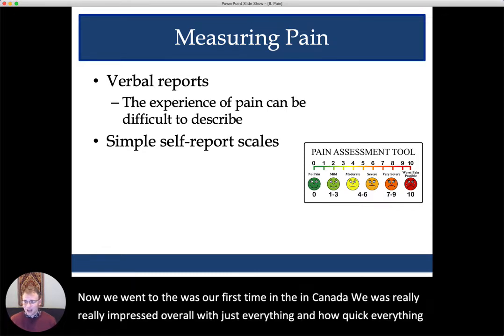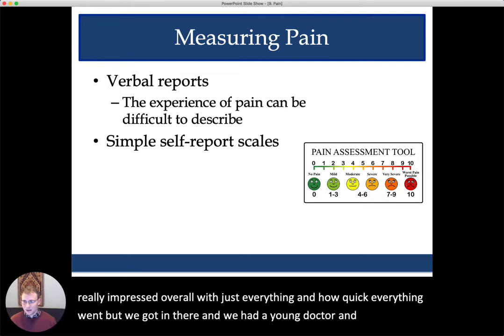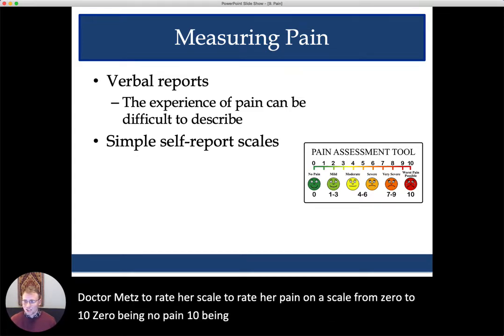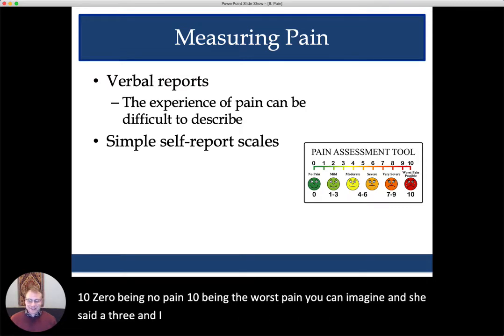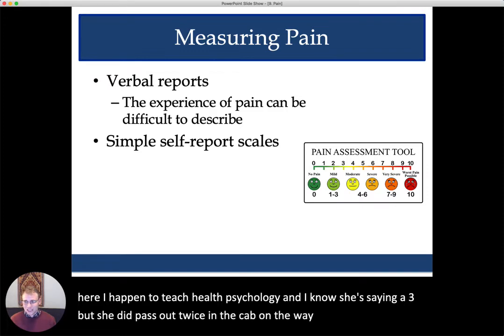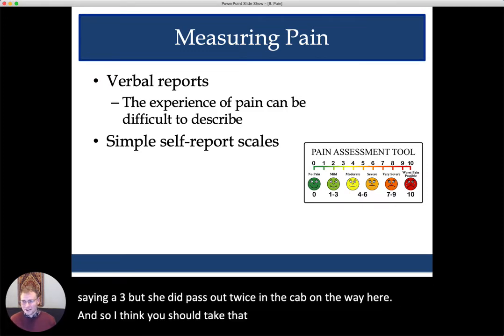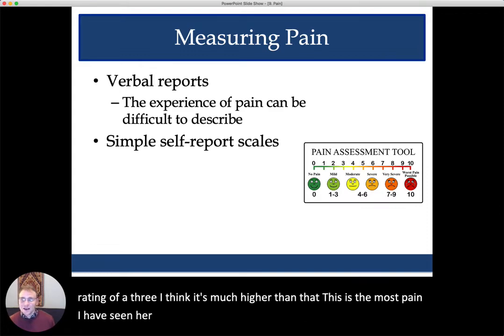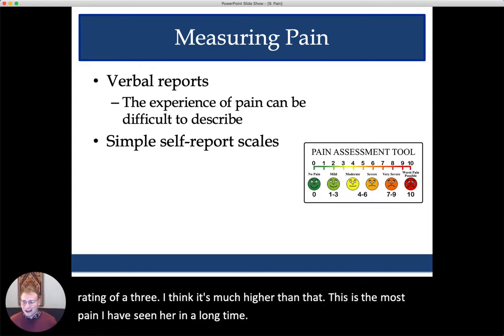But we got in there and we had a young doctor, and he asked Dr. Metz to rate her pain on a scale from 0 to 10, 0 being no pain, 10 being the worst pain you can imagine. And she said a 3. And I said, excuse me, I'm going to interrupt here. I happen to teach health psychology, and I know she's saying a 3, but she did pass out twice in the cab on the way here, and so I think you should take that into account when taking in her rating of a 3. I think it's much higher than that. This is the most pain I have seen her in a long time. And so they did take that into account and got us in pretty quickly.